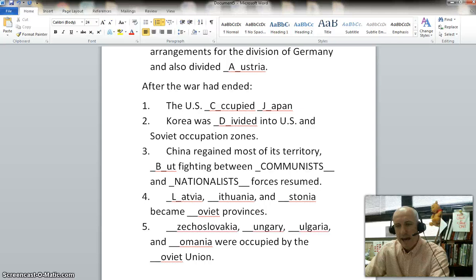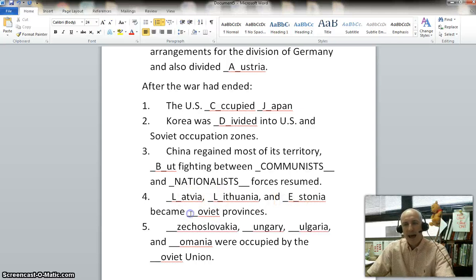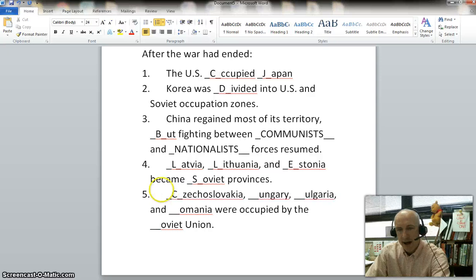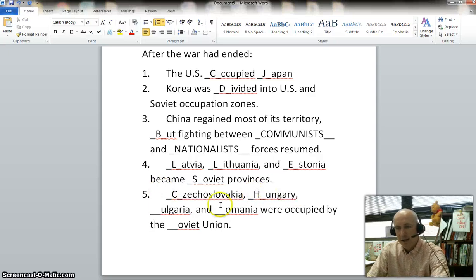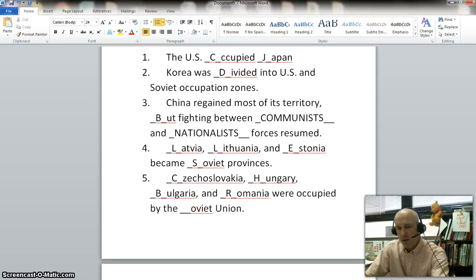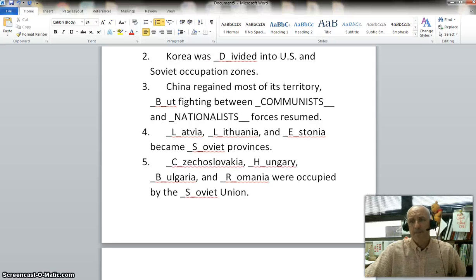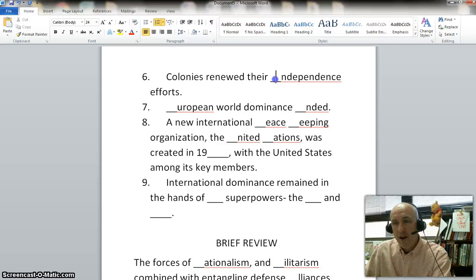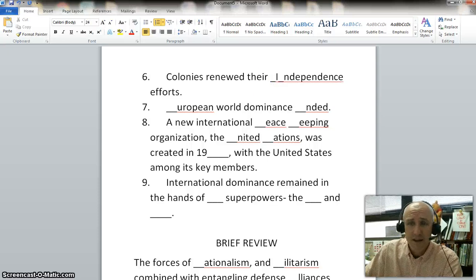Okay. Then you have Latvia, Lithuania, Estonia, and they became Soviet provinces. Czechoslovakia, Hungary, Bulgaria, and Romania were occupied by the Soviet Union. The Soviet Union is getting a lot, aren't they? All right. Colonies renewed their independence efforts. There are some of these colonies that still want to be free. Everybody does not get what they want.